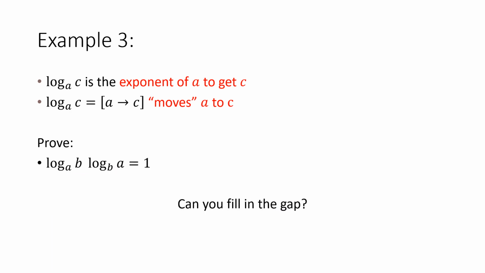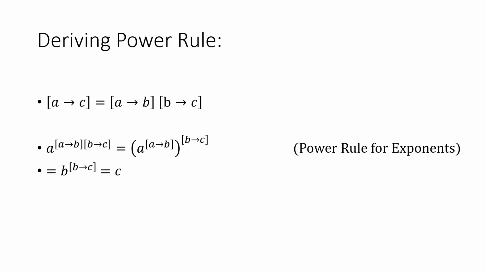Here, pause and have a think how you might prove that log_a b times log_b a is equal to 1. And one way to do this is to use this notation and then simplify the two paths that we have here. Good luck. So here, let's try to derive the power rule properly now.